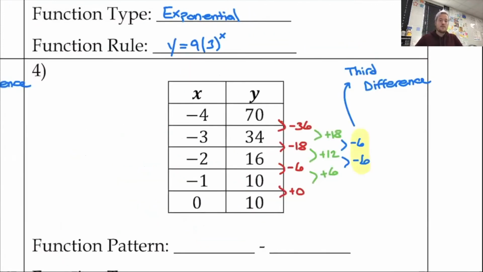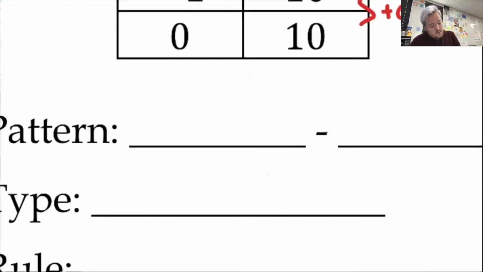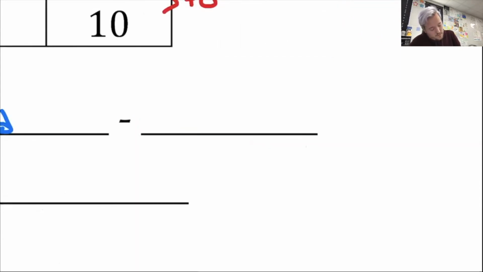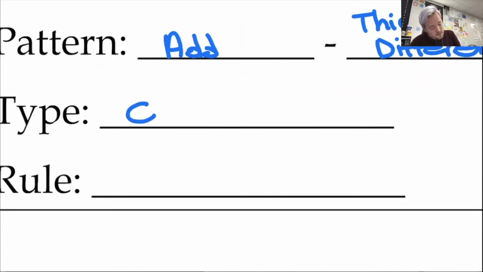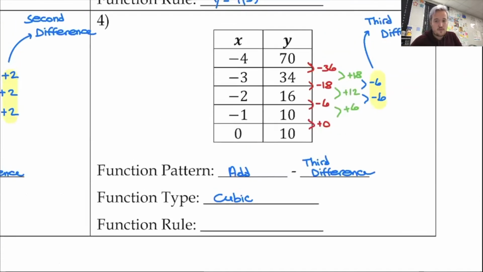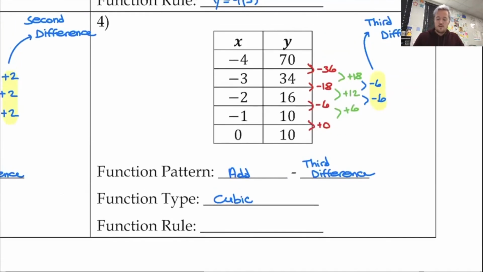All right, so because it's now a third difference, that's what makes this cubic. So this is going to be add and third difference, which is your function pattern. The type is cubic. All right, so now we need to do a regression model for a cubic function. So I'm gonna go back over to my calculator.